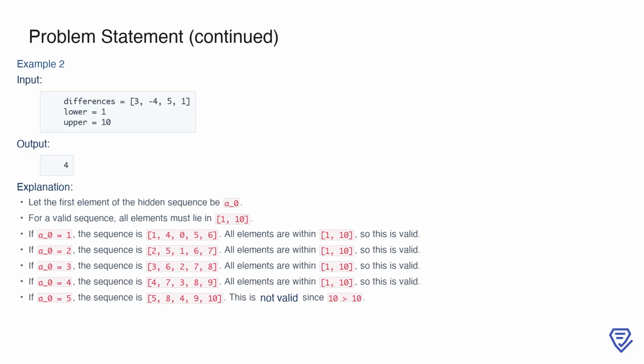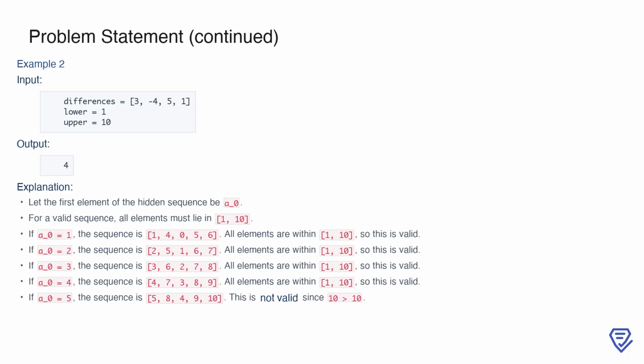Now consider the second example where differences equals 3, -4, 5, 1, lower equals 1, and upper equals 10. Starting with a freely chosen hidden[0], we calculate the sequence step by step using the differences. For instance, if hidden[0] equals 1, the sequence becomes 1, 4, 0, 5, 6. Here, every element lies within the range 1 to 10, so this sequence is valid. Similarly, if hidden[0] equals 2, the sequence becomes 2, 5, 1, 6, 7, which is also valid.